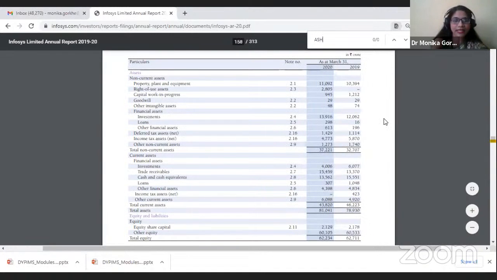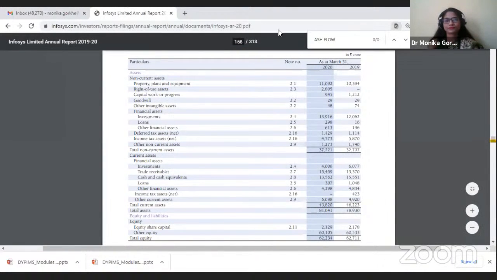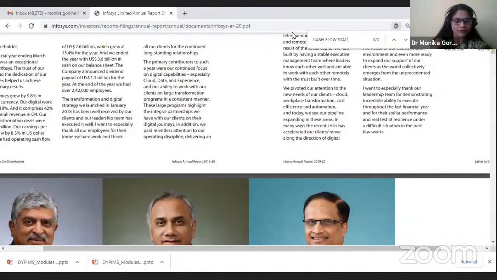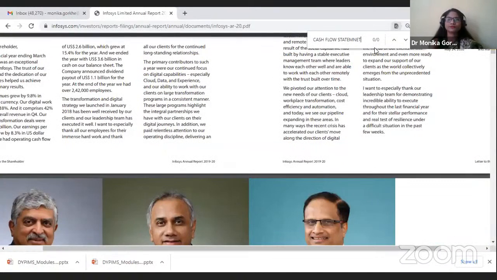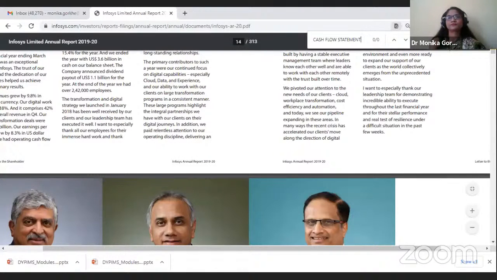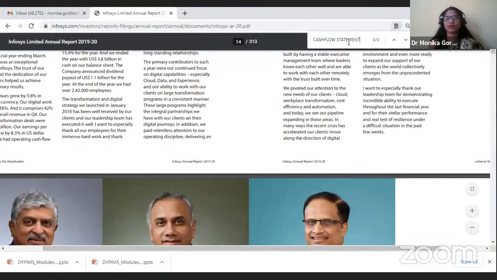We are just taking a glance because we have to construct these, which will take time. I'll directly take you to the cash flow statement. I just want you to take a glance at the annual reports.